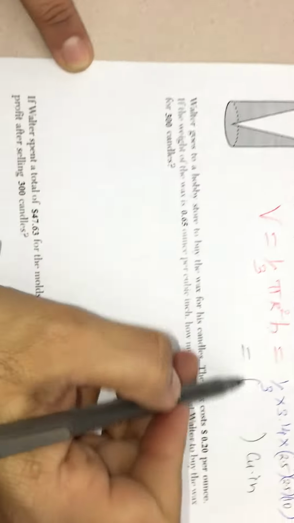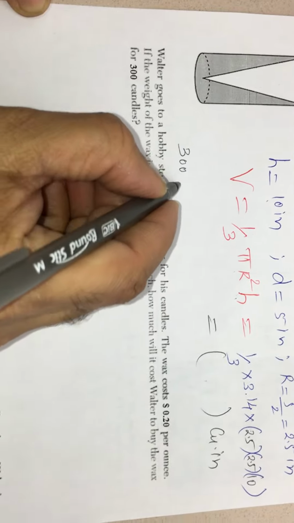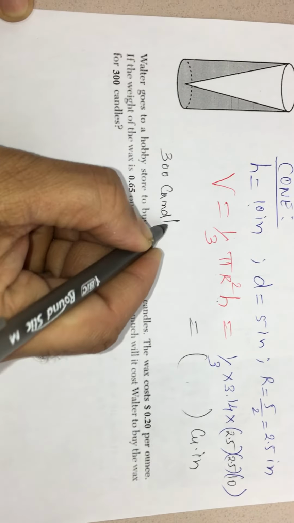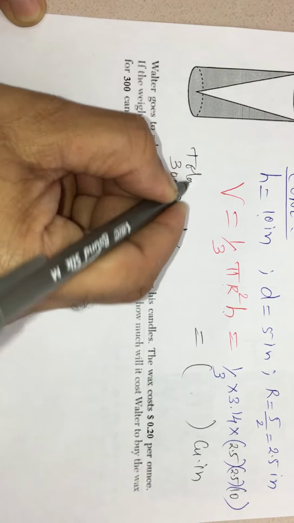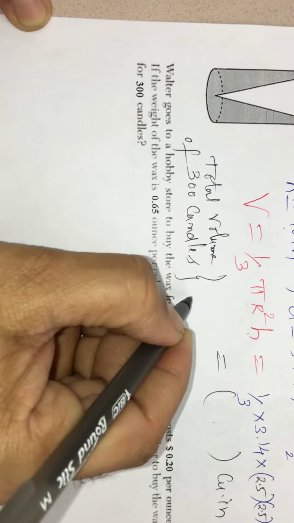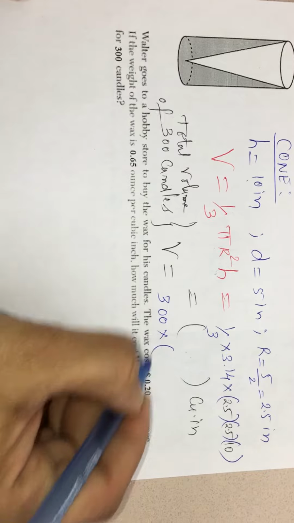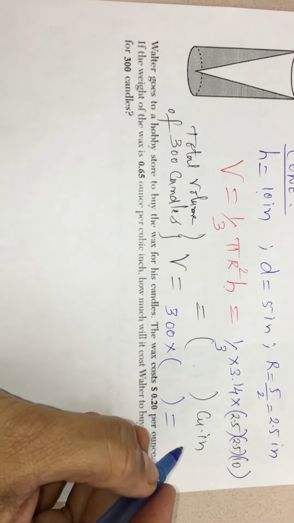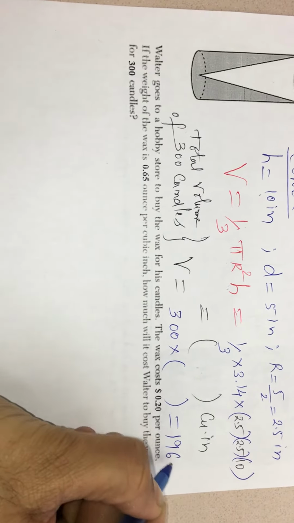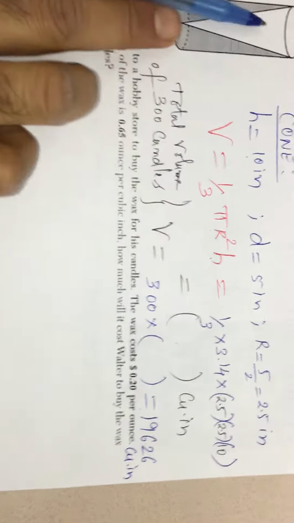Now we have 300 cones of this type. We have to make 300 candles. So total volume of 300 candles, that is capital V, is equal to 300 times this volume of each cone. Then you will get a total of 19626 cubic inches. So this is the volume of the total 300 candles.